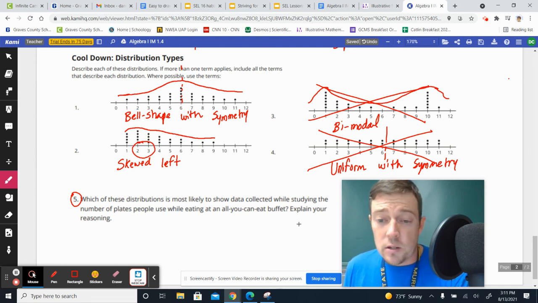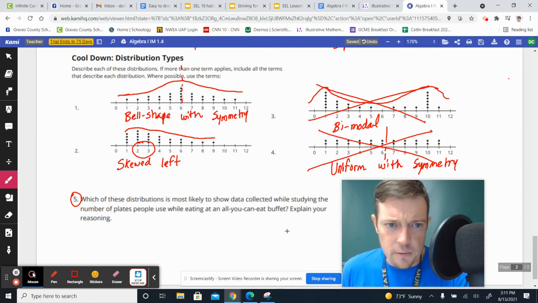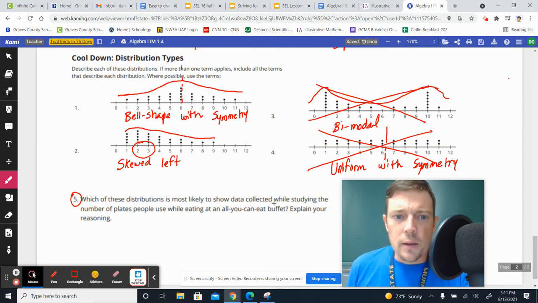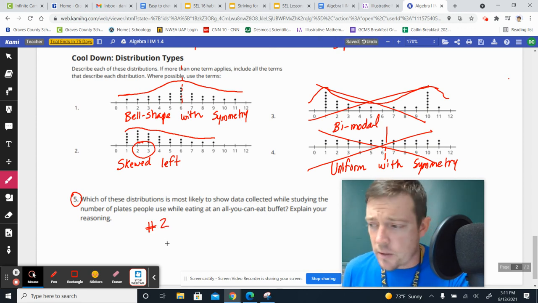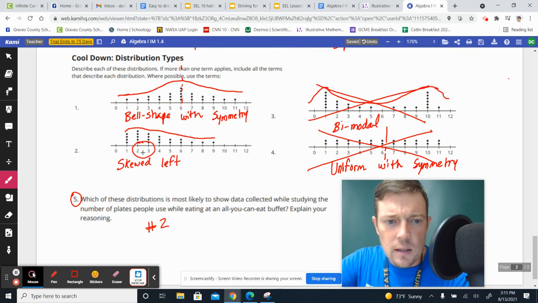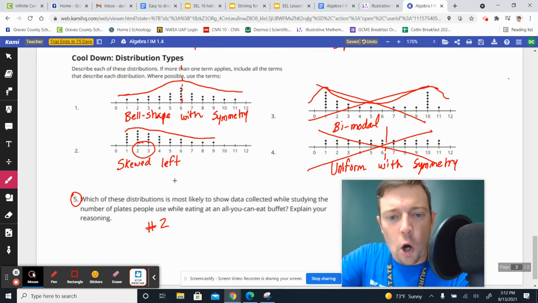And in your explanation, I would put something like 1, 2, 3 plates are probably most popular for an all-you-can-eat buffet for the average person. Clearly, there's going to be some people that get more, but I think that number is going to decline as it gets larger, something along those lines. So I'm going with number 2. I'm not going to write everything that I said down. You can listen to that and write it yourself. But I think that makes quite a bit of sense for the skewed left to be the all-you-can-eat buffet plate goers.